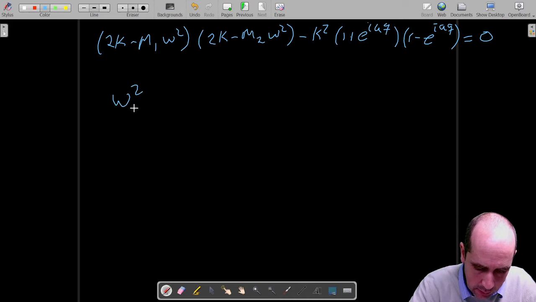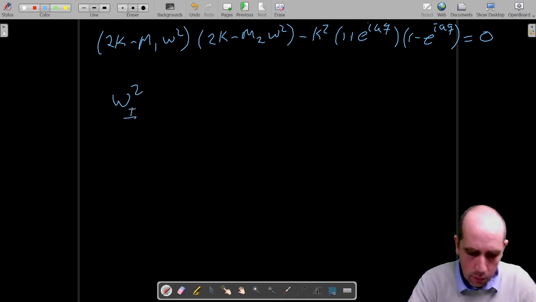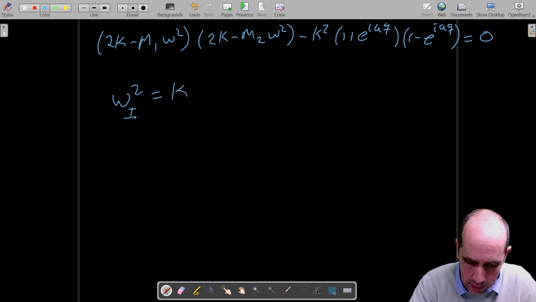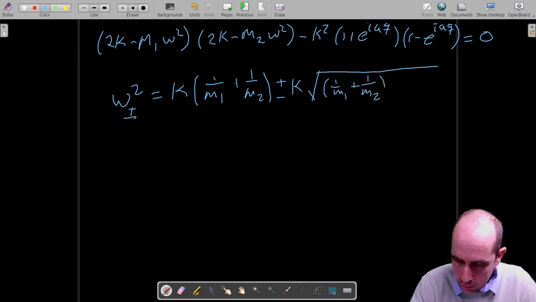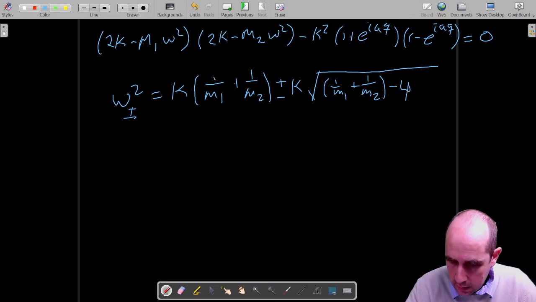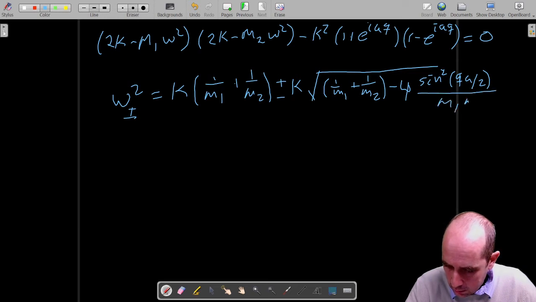So omega squared plus minus, which we will call omega plus minus squared, equals k times (1 over m1 plus 1 over m2) plus minus k times the square root of (1 over m1 plus 1 over m2) squared minus 4 times sine squared of q a over 2 divided by m1 m2.